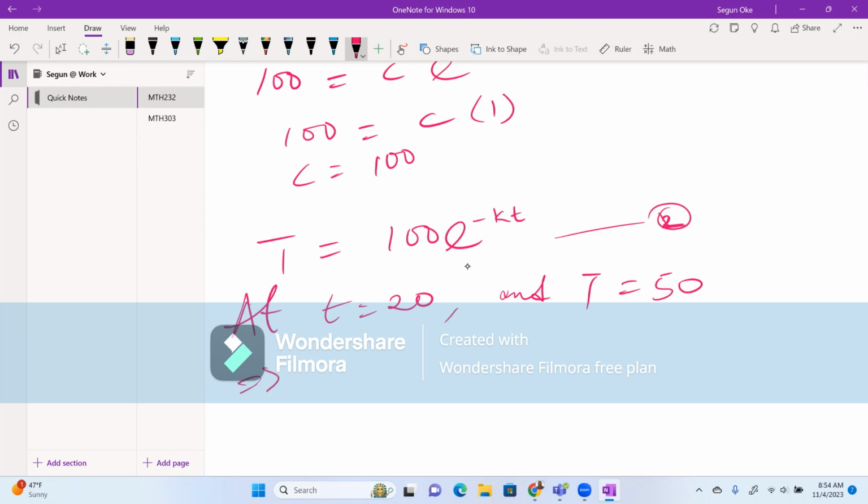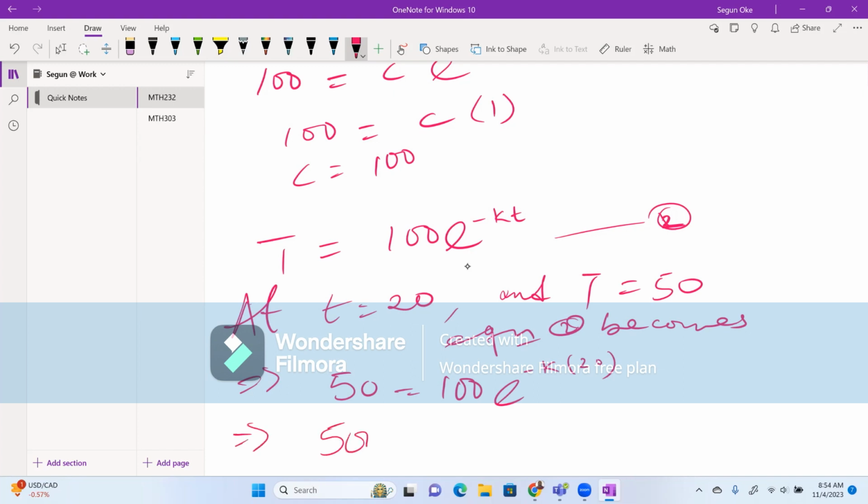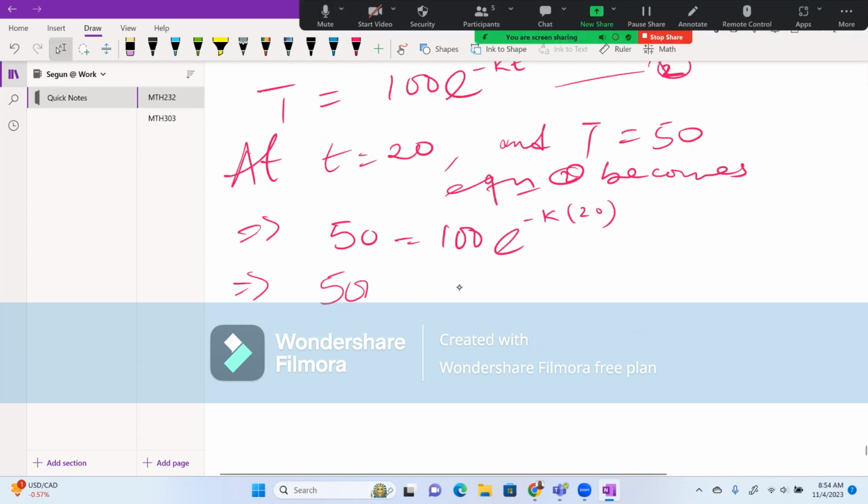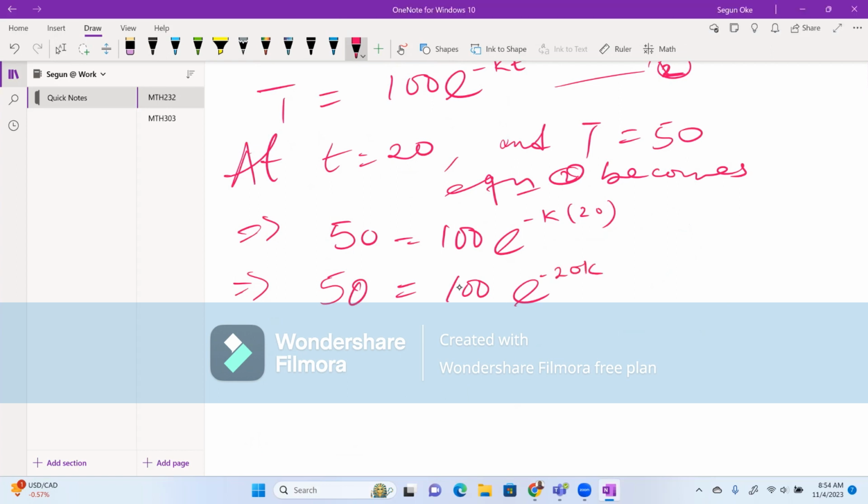So we are going to use equation 2. Equation 2 becomes 50 equals 100 exponential minus k of 20, which is the same thing as 50 equals 100 exponential minus 20k. So divide both sides by 100. When you divide both sides by 100, what do you have? You have 1/2 equals exponential minus 20k.